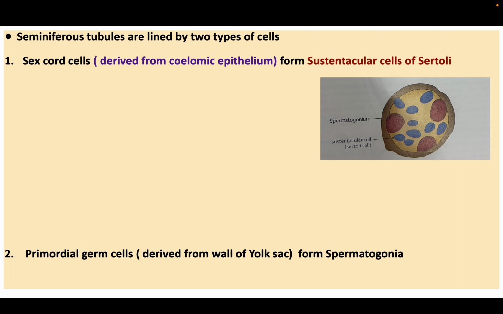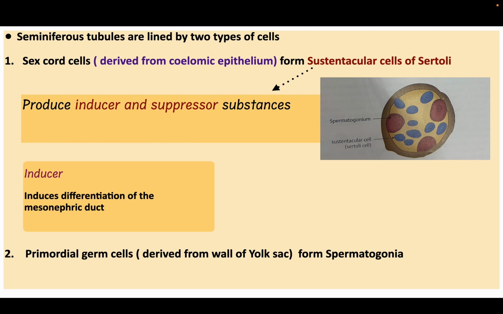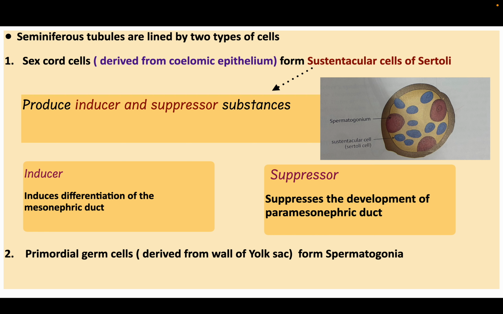and these primordial germ cells form the spermatogonia. Now the sustentacular cells of Sertoli produce two types of substances, inducers and suppressors. Inducers help in the differentiation of the mesonephric duct, and suppressors suppress the development of the paramesonephric duct.